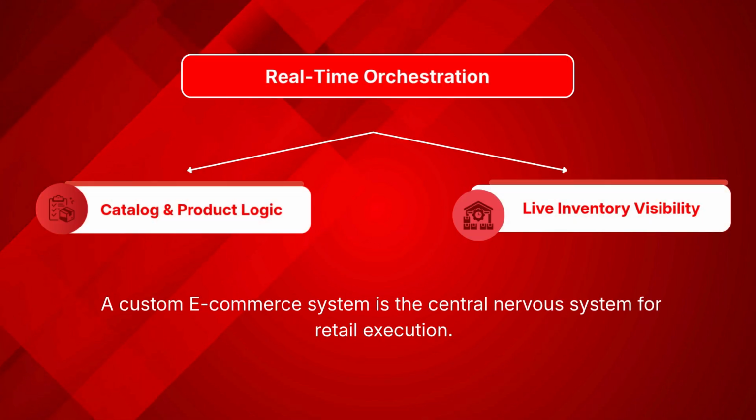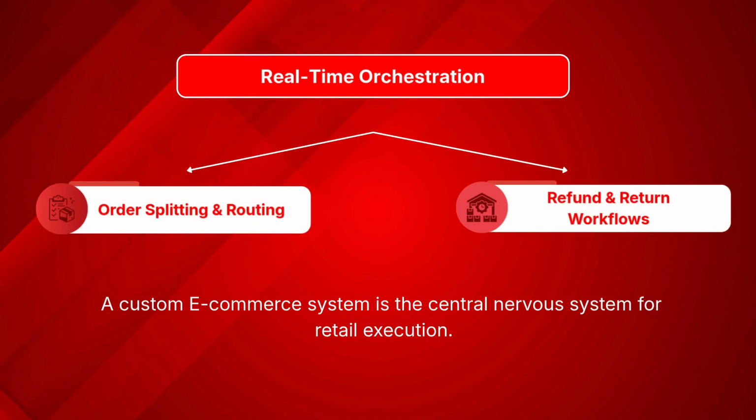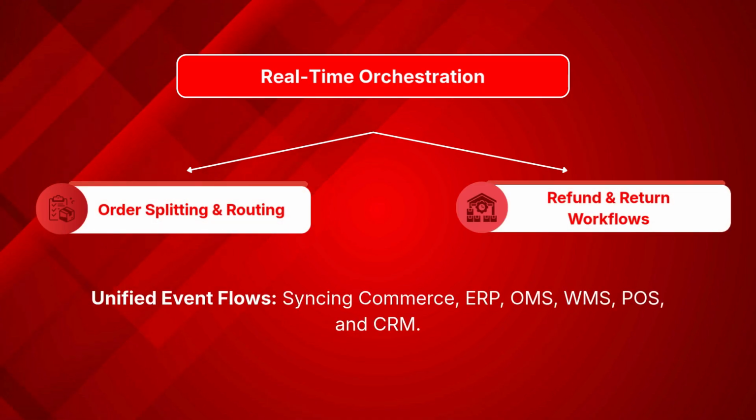What custom systems actually are. A custom e-commerce system isn't just a storefront. It's the central nervous system for retail execution. This orchestration layer manages real-time event flows across your catalog logic, inventory visibility, order splitting, returns, and directly syncing your front-end commerce with ERP, OMS, WMS, POS, and CRM.